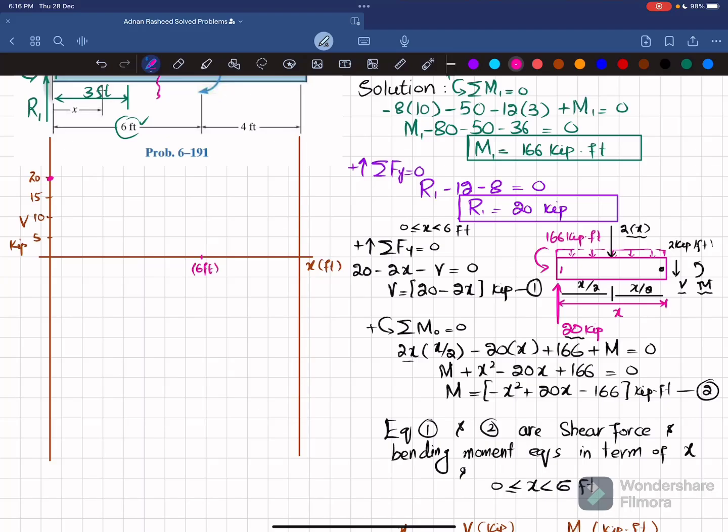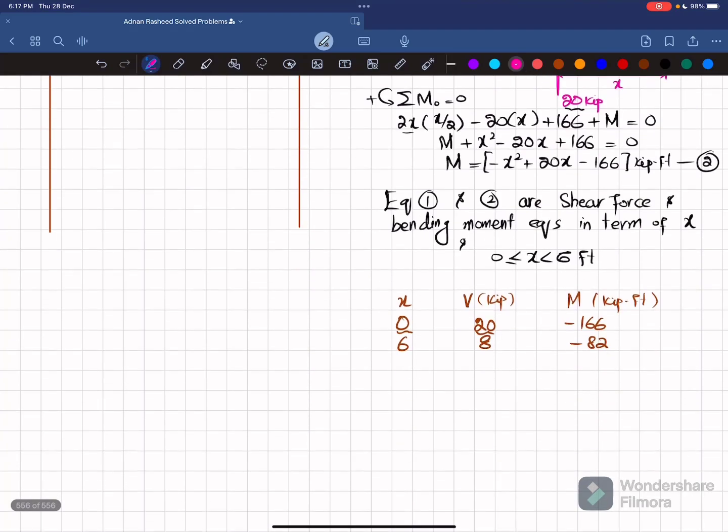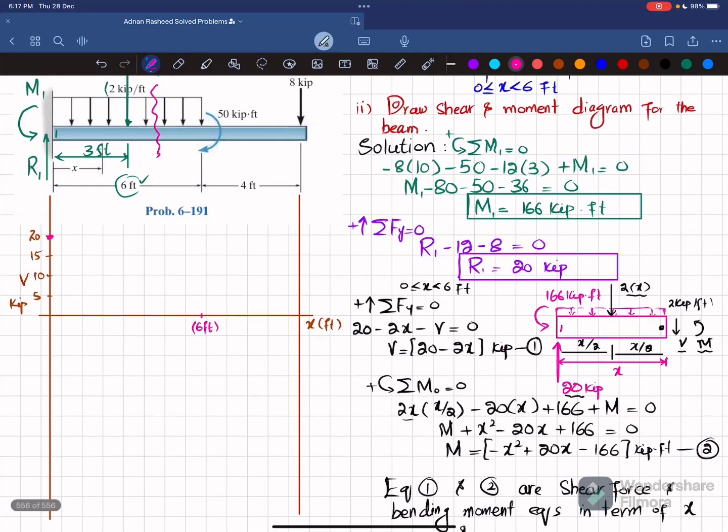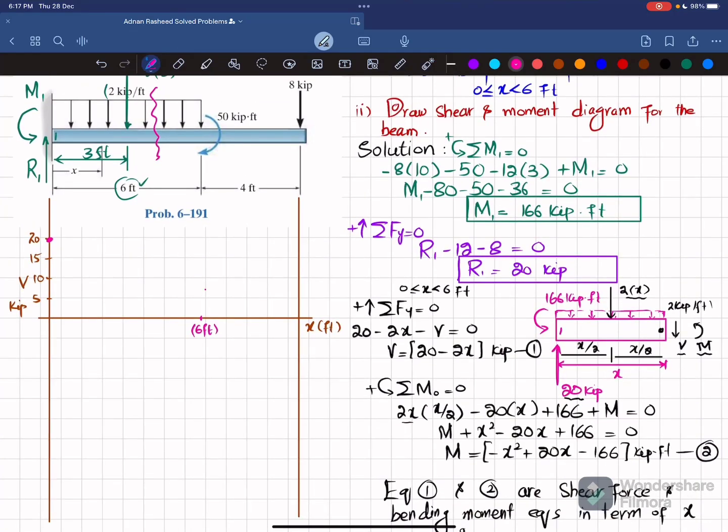We have shear force is 8 plus 8. So we will locate plus 8. So plus 8 will be somewhere here. Let me choose the point. This will be plus 8.